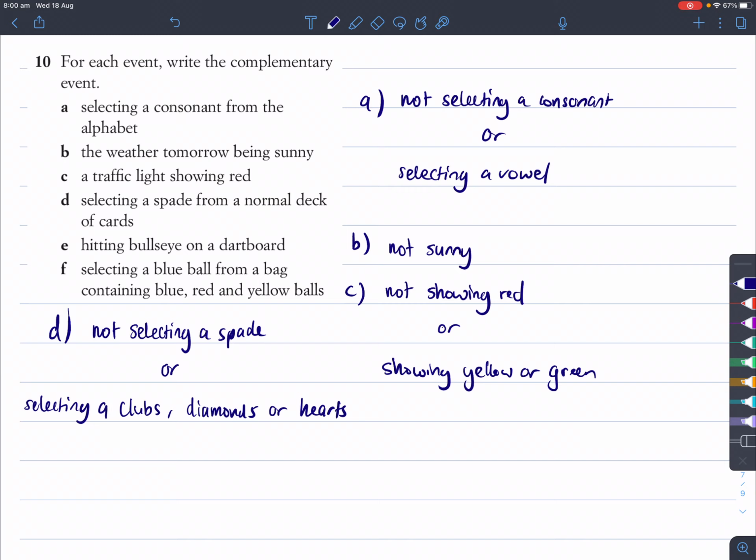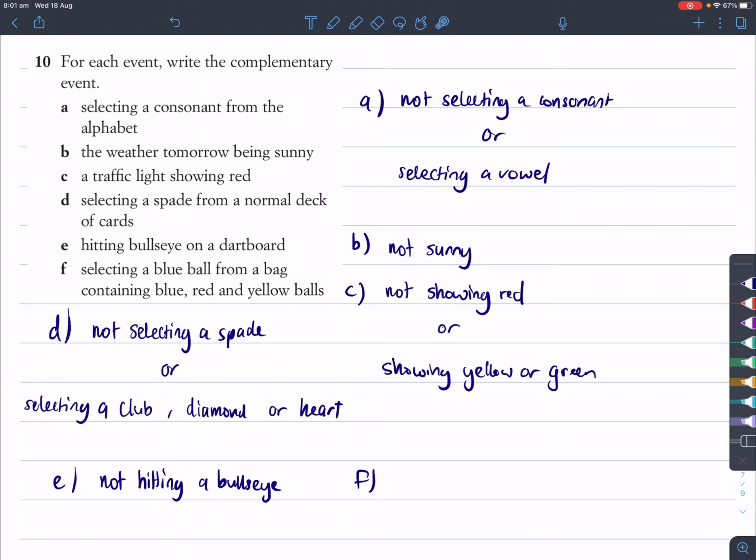So selecting a club, I should change this to a club, a diamond, a heart. There we go. Question E. Hitting a bullseye on the dartboard. The opposite of that is not hitting a bullseye.